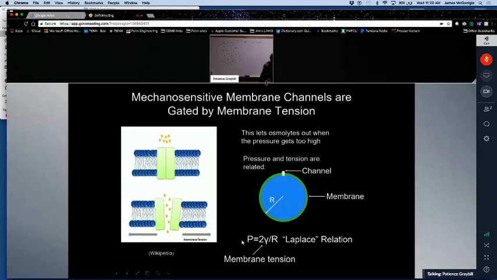And what's very important here is that there's a relationship between the pressure and the tension in the membrane. And they're related simply by a factor involving the radius. So it means that the more osmotic pressure you have, the more tension, and vice versa. And this is what's used to measure the gating values of the tension for the channels.